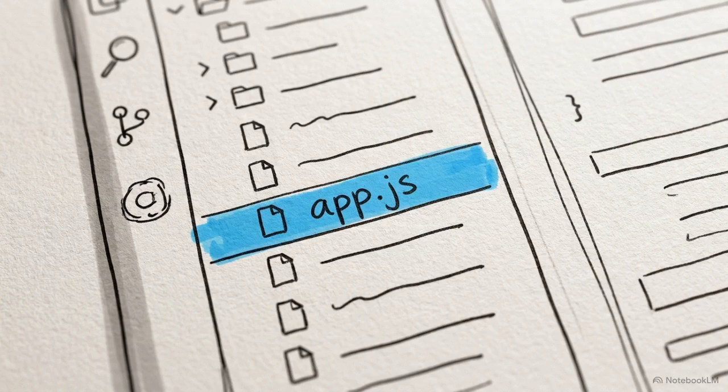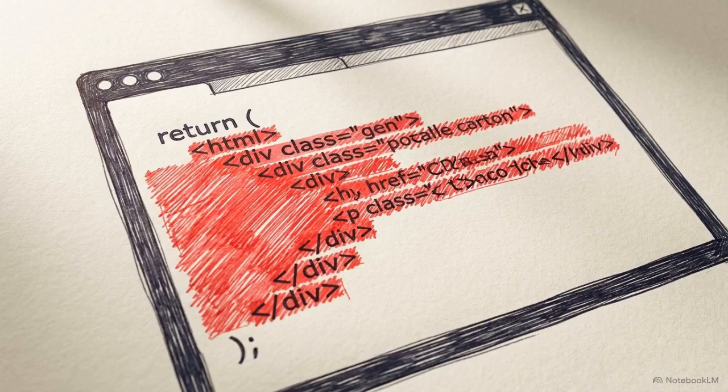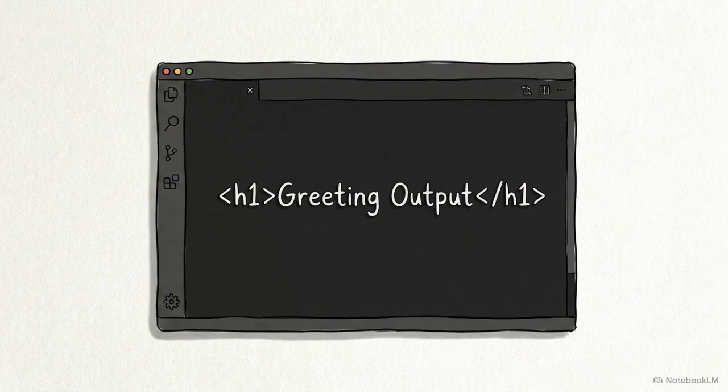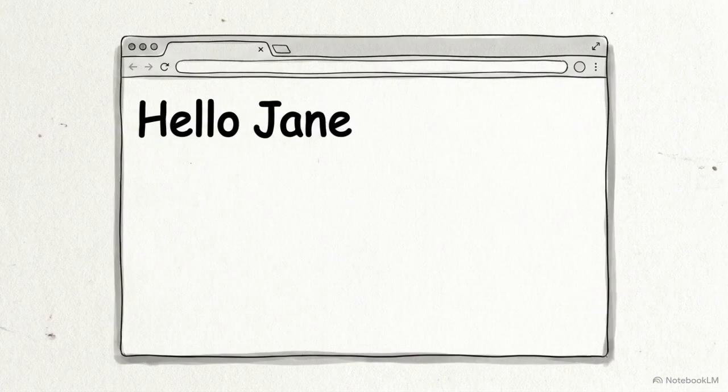Next, open your App.js file. Find the main return block and delete the entire block of default HTML sitting inside it. Replace it with a single h1 tag. Type hello followed by your name. This will give us immediate, clear visual confirmation when the application successfully compiles.